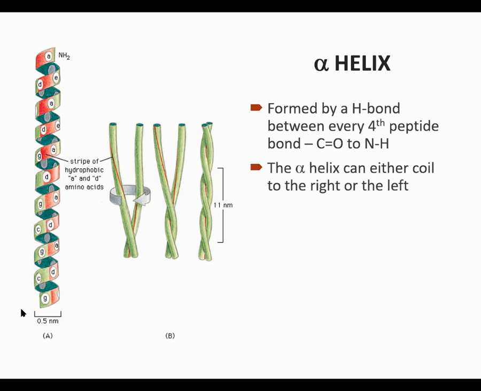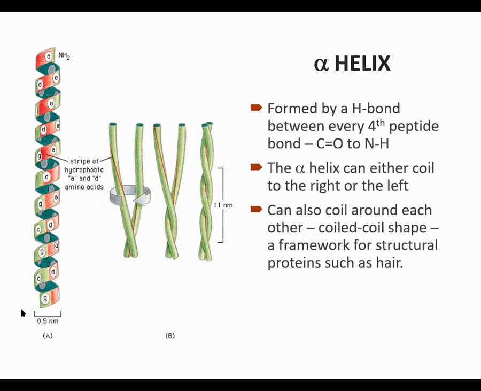Now, it can either coil to the right or to the left, and it can also coil on other strands. Okay. So this is an example of the coiling structures for the hair. Okay, so this is your alpha helix. You have actually two helix forming or coiling on each other.